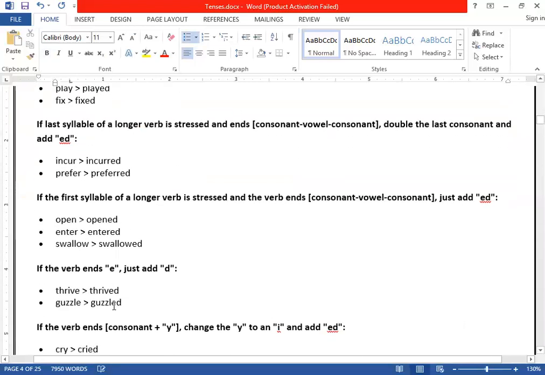If the last syllable of a longer word is stressed and ends in consonant plus vowel plus consonant, double the last consonant. For example, in this case, prefer. If it is stressed, we double the last consonant as well.